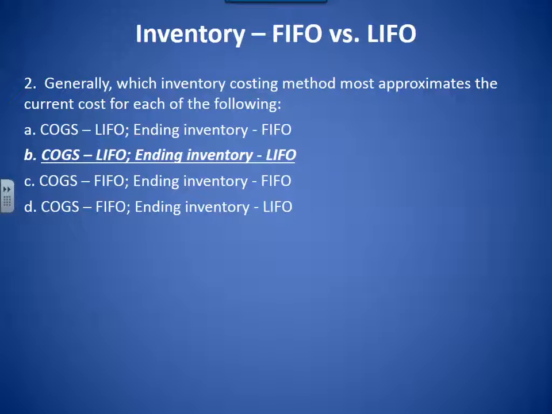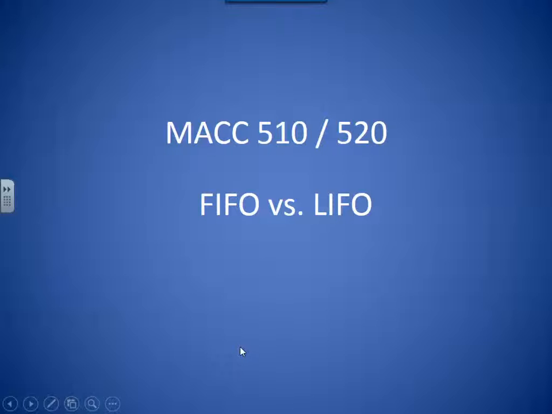Okay, number 2, generally which inventory cost method most approximates the current cost for each of the following? In this case, the answer would be B: cost of goods sold for LIFO, and for ending inventory would also be LIFO. And that is the end of our FIFO versus LIFO presentation.